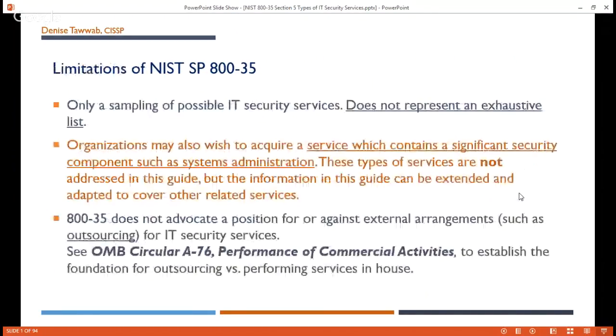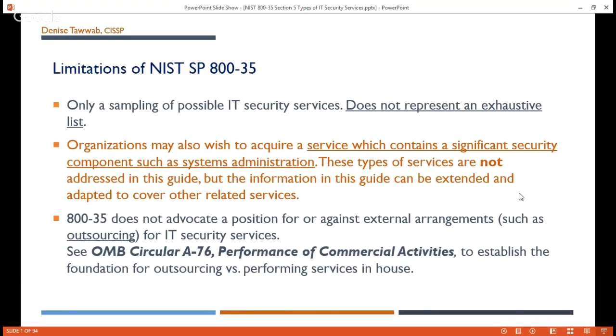Okay, some of the limitations in this publication is that we're only going to talk about a sampling of the possible IT security services. So this is not an exhaustive list. And that, of course, makes sense because the security catalog 853 is huge. It contains over 800 and some controls. And so, we can't possibly cover all the IT security services.